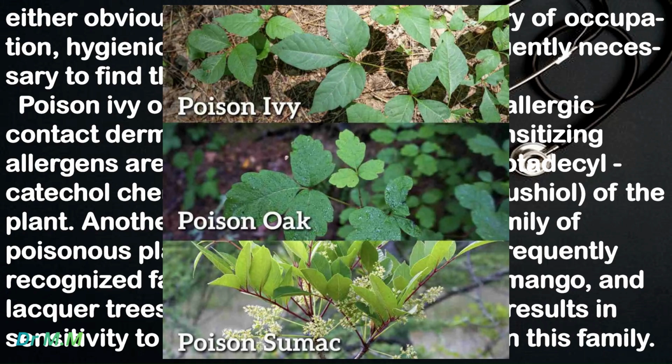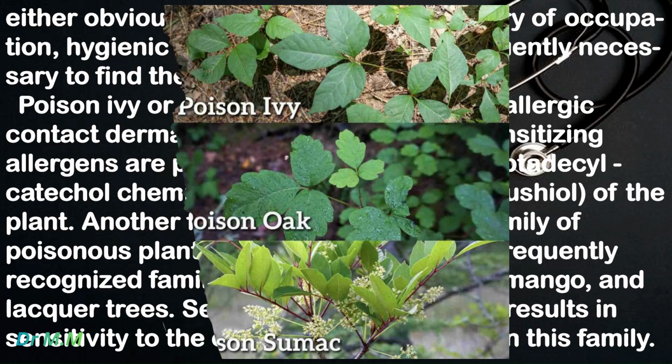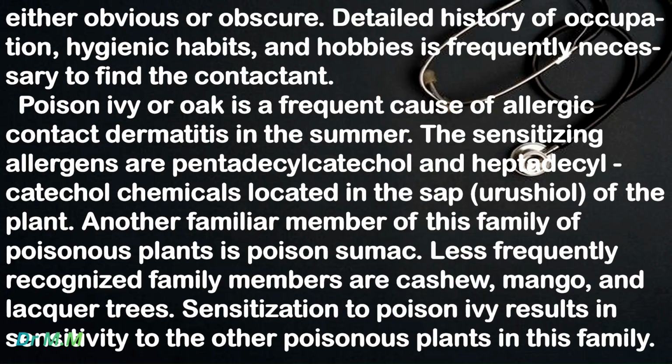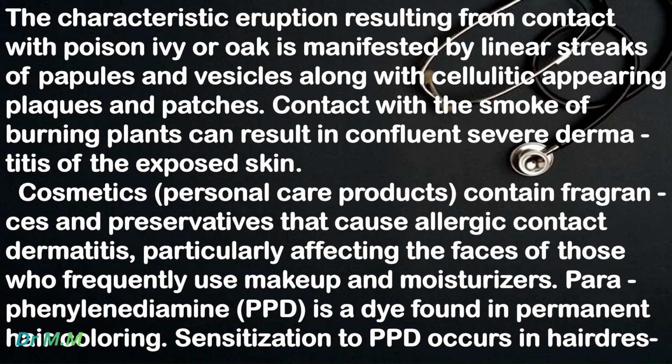Another familiar member of this family of poisonous plants is poison sumac. Less frequently recognized family members are cashew, mango, and lacquer trees. Sensitization to poison ivy results in sensitivity to the other poisonous plants in this family.